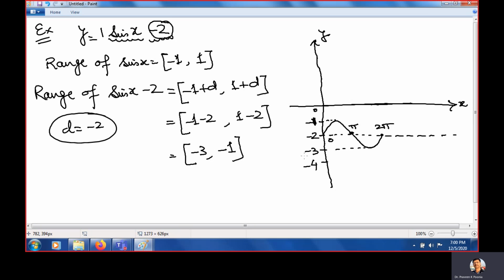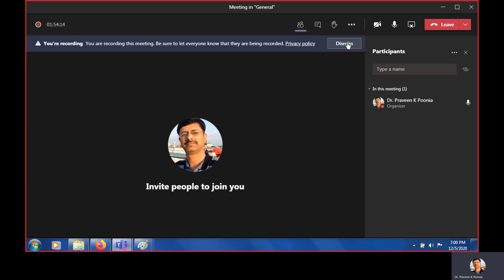Similarly, we can make other graphs also. You need to learn how to find the range, how to find the phase shift, how to find the domain with the help of these formulas.